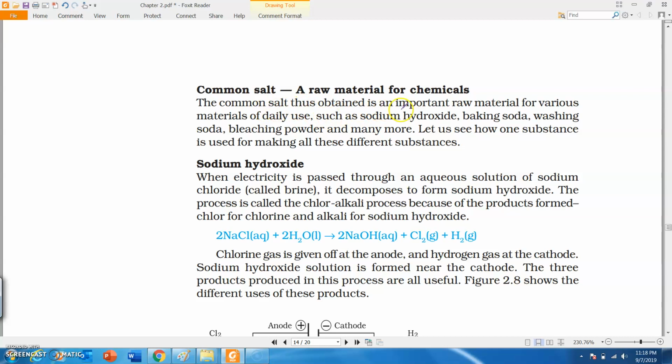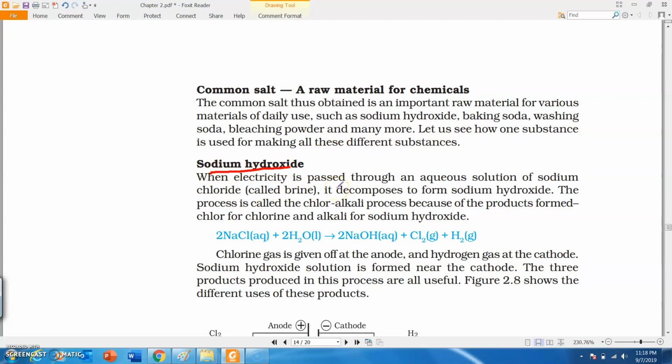Common salt is an important raw material for various materials of daily use, such as sodium hydroxide, baking soda, washing soda and more. This common salt, sodium chloride, is of course used in the kitchen for food. Apart from that, we make many other things from it, and all these chemicals are made from sodium chloride. First comes sodium hydroxide.